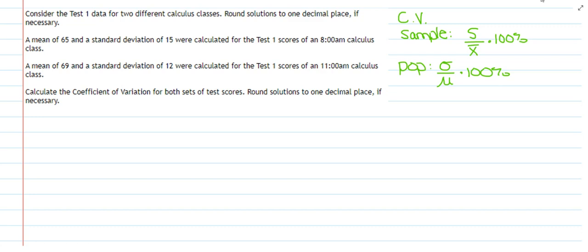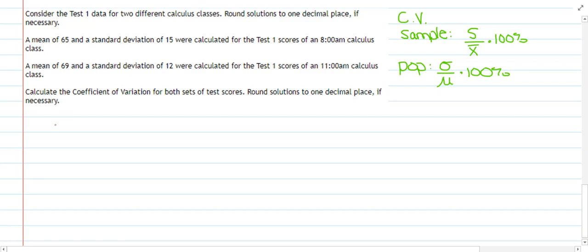So let's take a look at this. We have test one data for two different calculus classes, a mean of 65 and a standard deviation of 15 for test one. And so it looks like we have to determine if this is sample data or population data. Actually, it doesn't really matter because it's the same formula, but I believe that both of these would be population data because it's the entire class of each one.